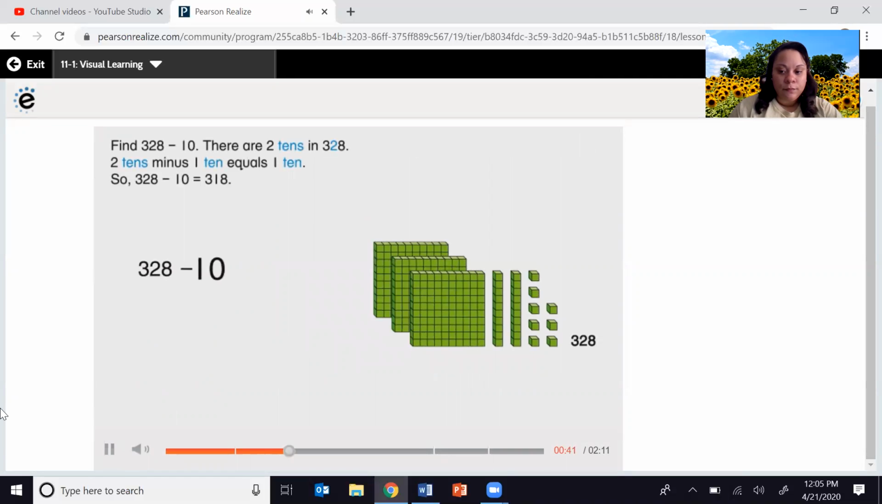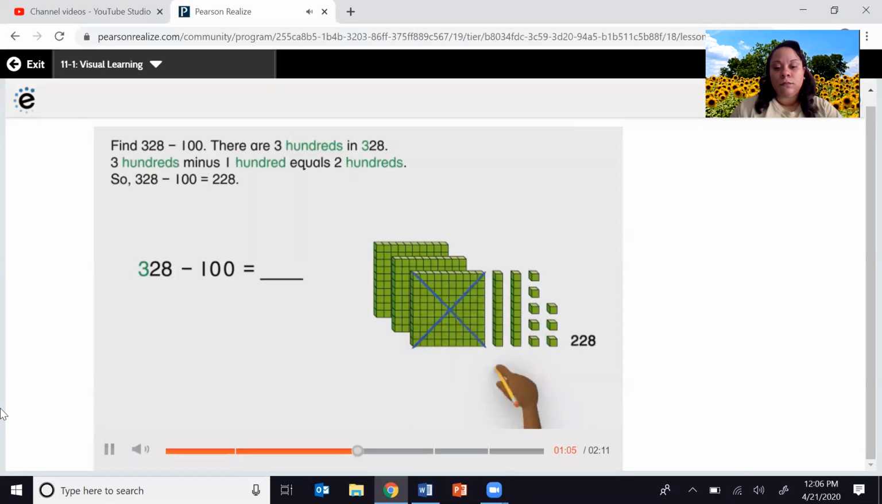328 minus 10. There are 2 tens in 328. 2 tens minus 1 ten equals 1 ten. So 328 minus 10 equals 318. 328 minus 100. There are 3 hundreds in 328. 3 hundreds minus 100 equals 200. So 328 minus 100 equals 228.